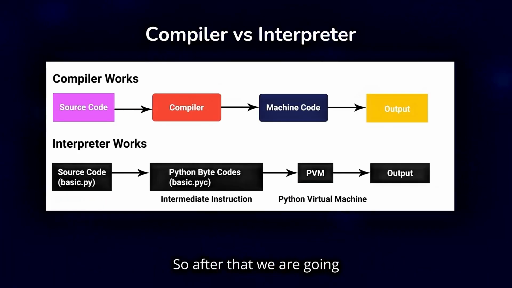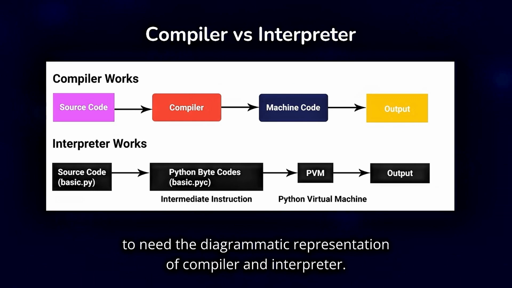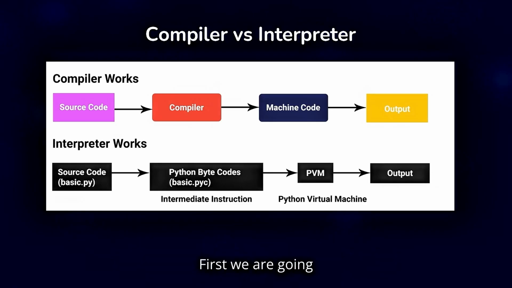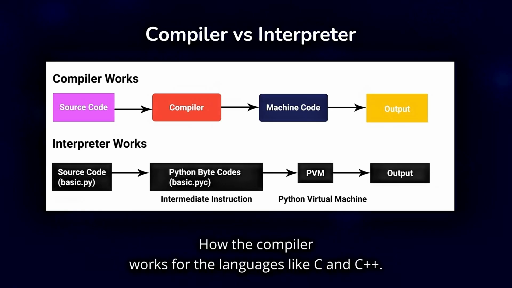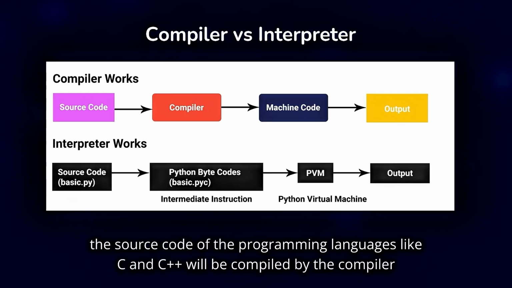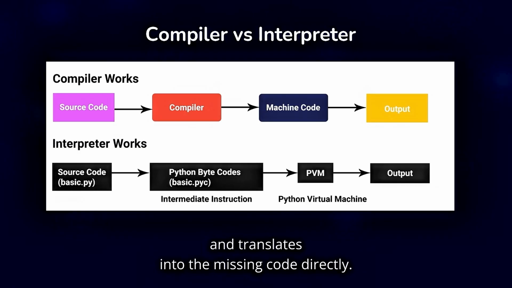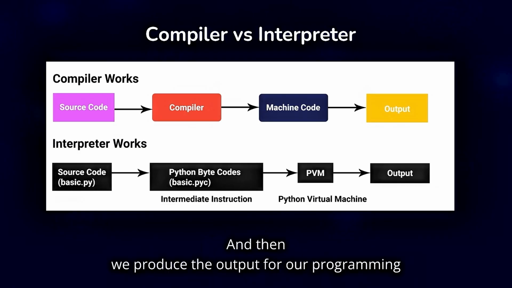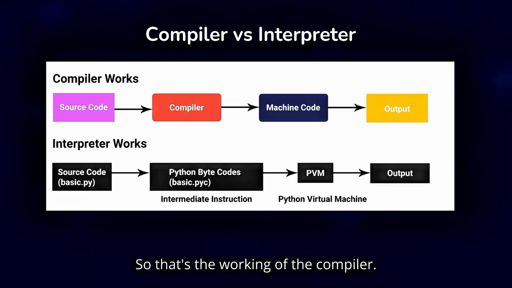After that, we are going to look at the diagrammatic representation of compiler and interpreter. First, we are going to talk about the compiler, how the compiler works for languages like C and C++. First, the source code of programming languages like C and C++ will be compiled by the compiler and translated directly into machine code. And then we produce the output for our program. So that's the working of the compiler. It translates the source code directly into machine code.